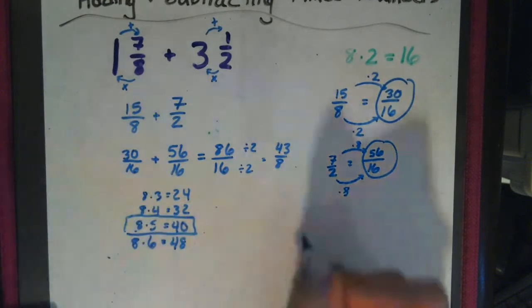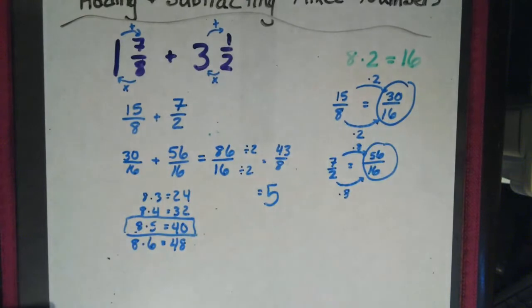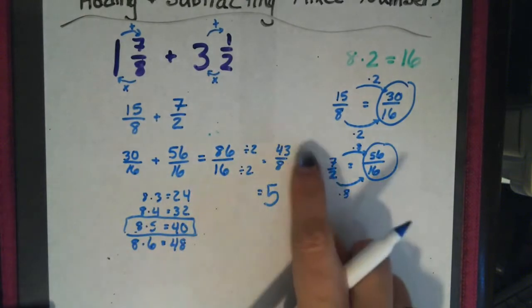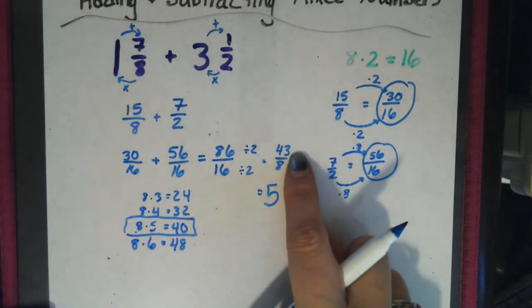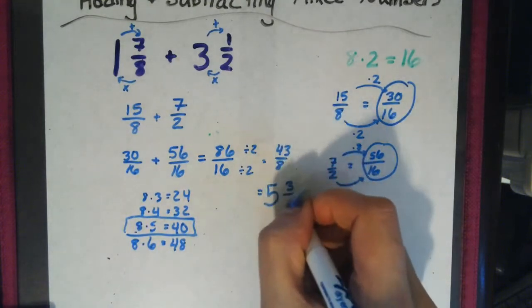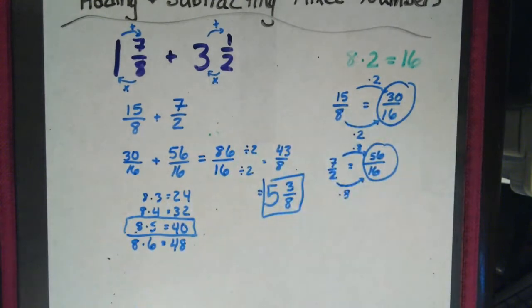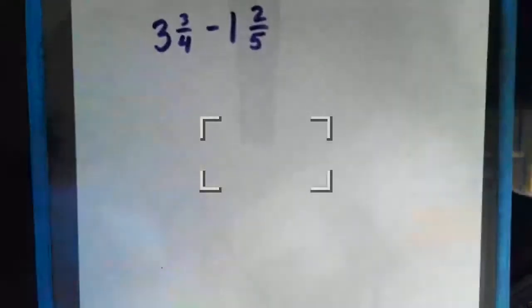8 times 5 is 40. So it goes in 5 full times. If I'm only using 40 of the 43, how many do I have left over? 3 more, and that denominator is 8. So when we add those together, we get 5 3/8. Now let's try one with subtracting.